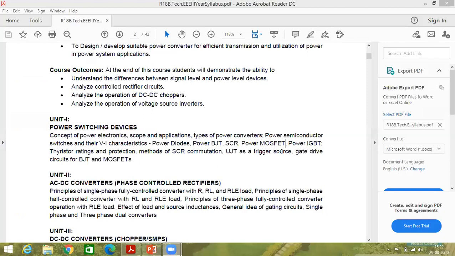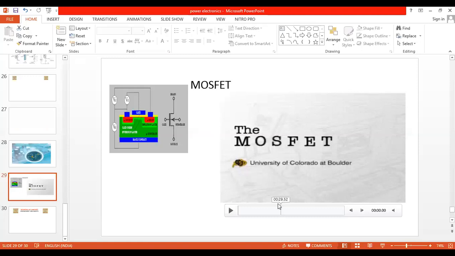So in the syllabus, if you see UJT as a trigger source, it is nothing but UJT acting as a relaxation oscillator. So we got the power MOSFET. Let us go back to this one. Let us try to finish the MOSFET part. This is the symbol of the MOSFET, we can get that one.